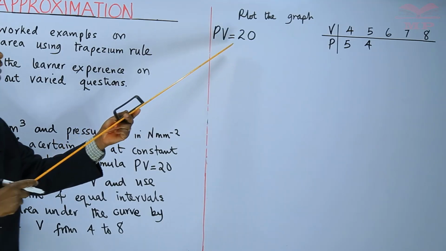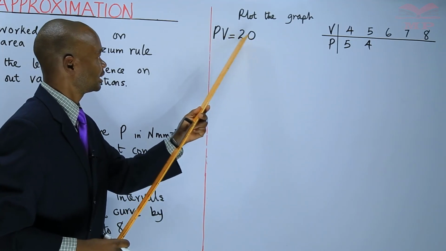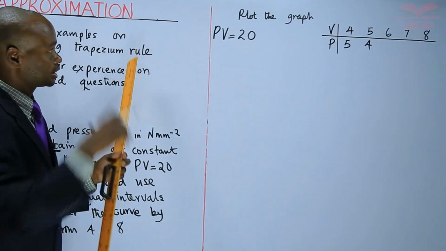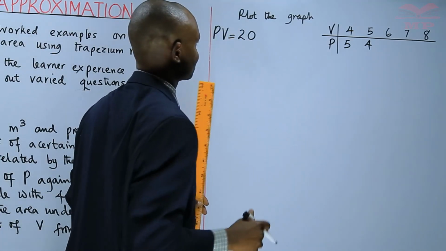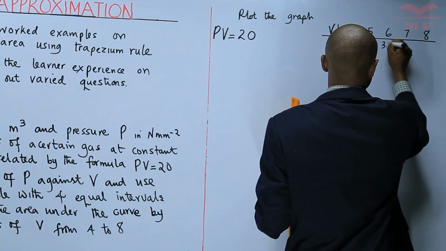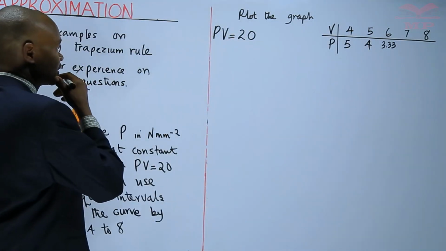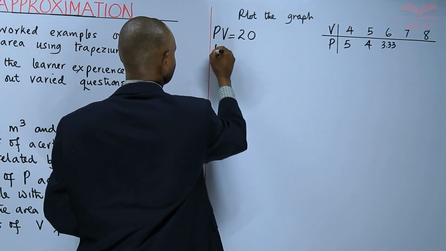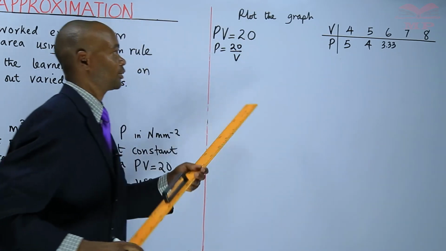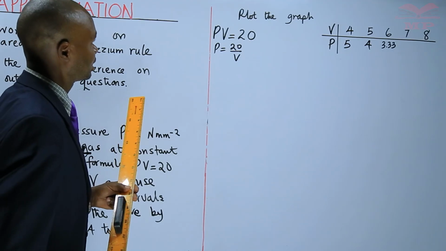We come to 6. When V is 6, what will be P? You take 20 divided by 6, and you'll get 3.33. So actually, how do you get P? P is 20 divided by V. That's why we are coming out with those values.